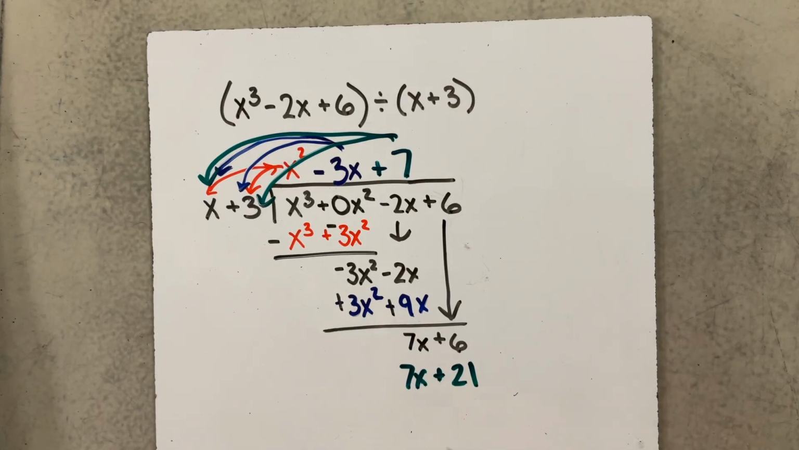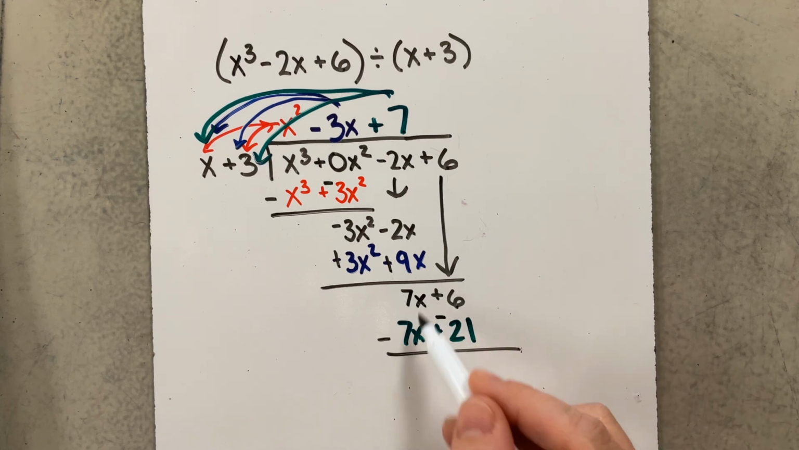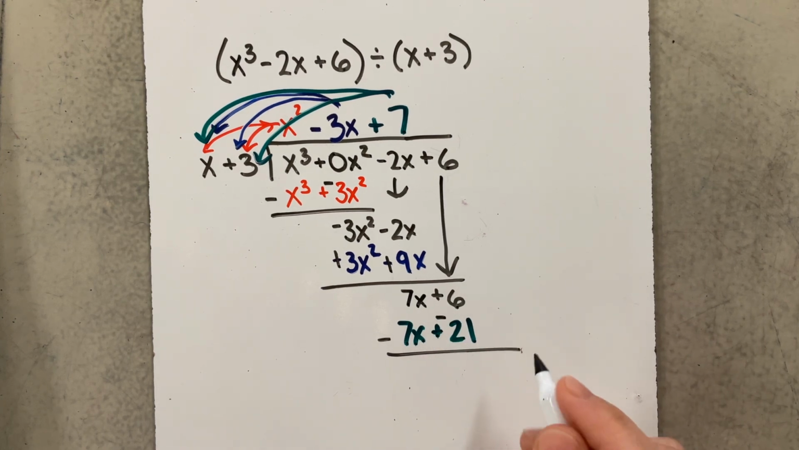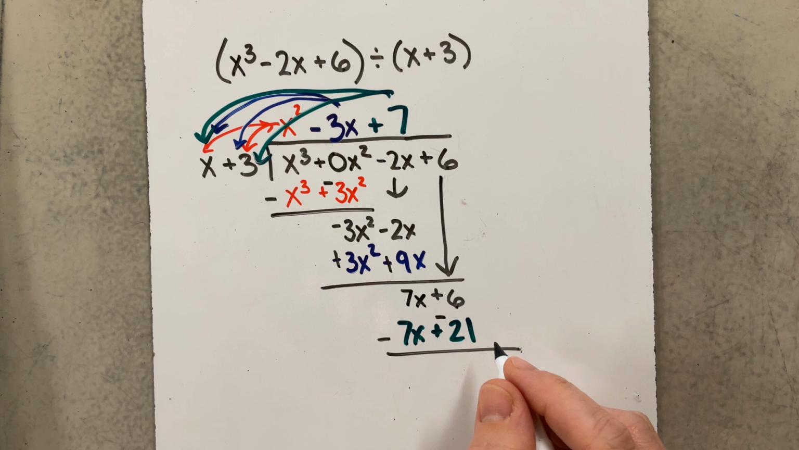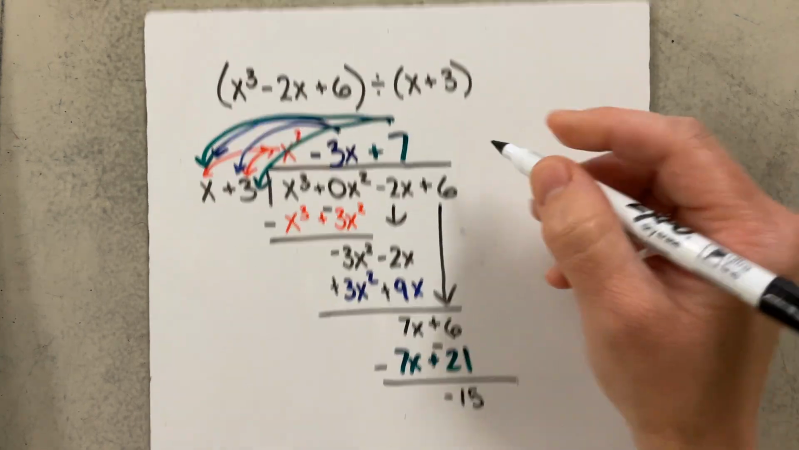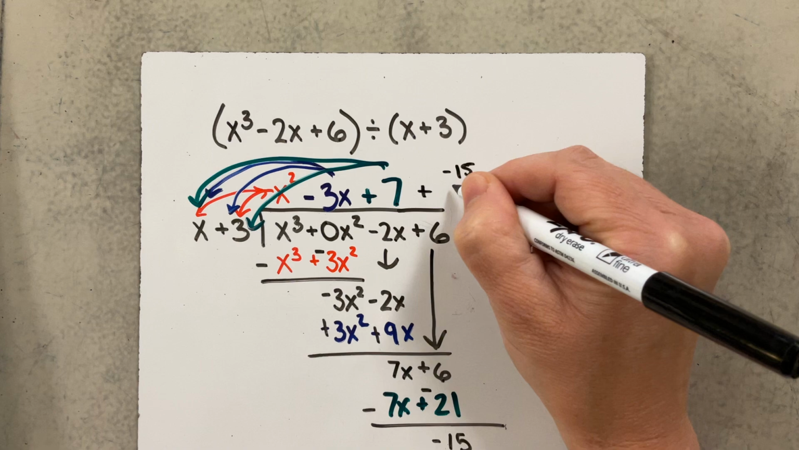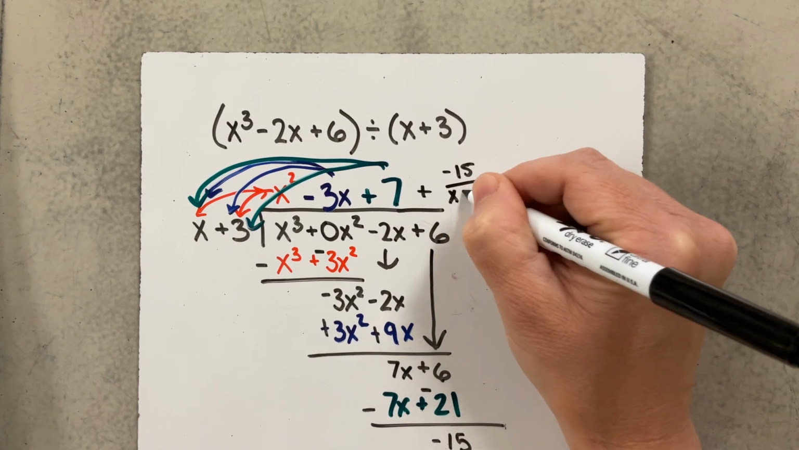Now, again, we're on subtraction, so I'm going to change my signs. They go away, and 6 minus 21 is a negative 15. We're going to write our remainder as negative 15 divided by the x plus 3.